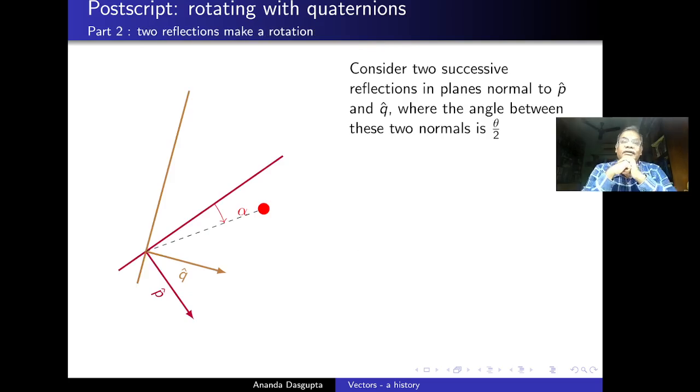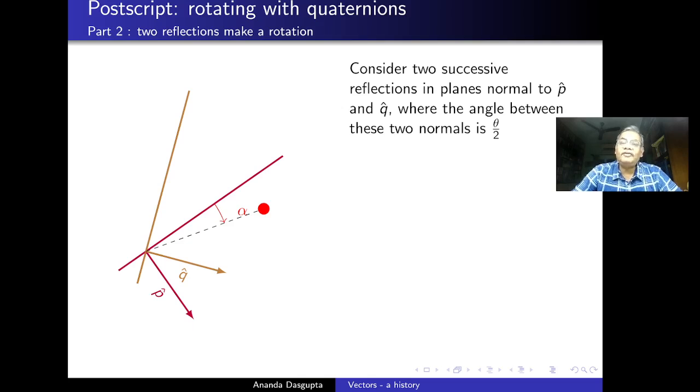Now, what has that to do with rotations? For that we need to think about one more part of geometry, which is what happens when you do two successive reflections. Of course, the answer is given at the top. Two reflections make a rotation. But let's try to prove that.